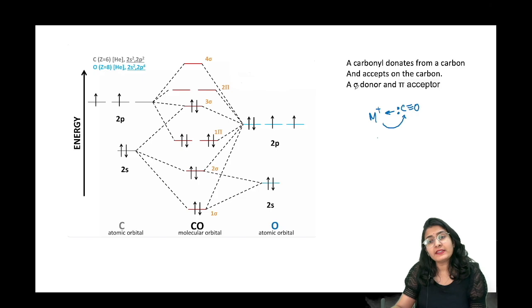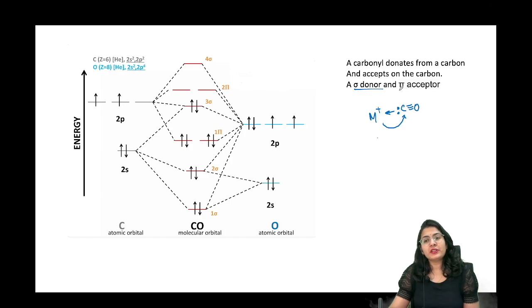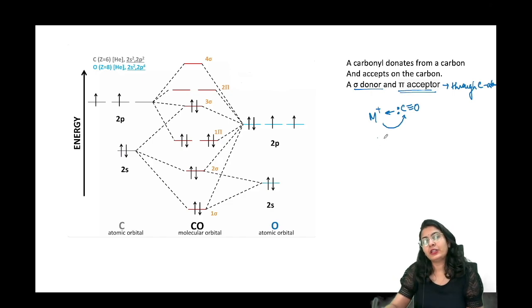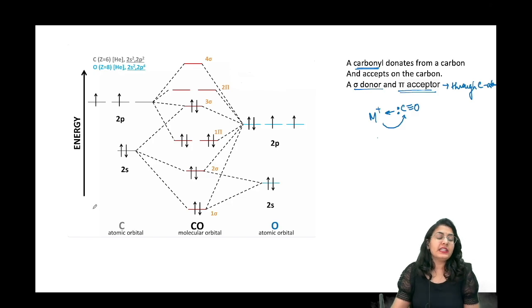That means it is a sigma donor, donating sigma electrons, forming a sigma bond. It is a pi acceptor, forming a pi bond, but it does all that through the carbon atom. Through the carbon atom only. Oxygen is not getting involved directly in bond formation. So all this work is done by carbon. So how is it happening? We have to understand the molecular orbital diagram for that. Okay, look here.